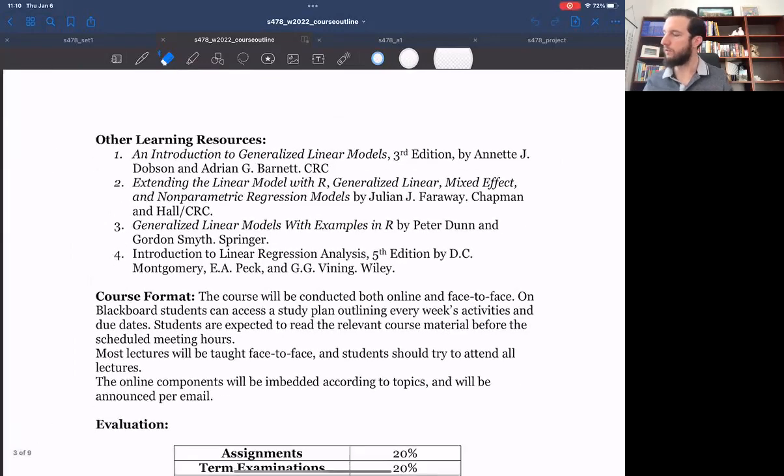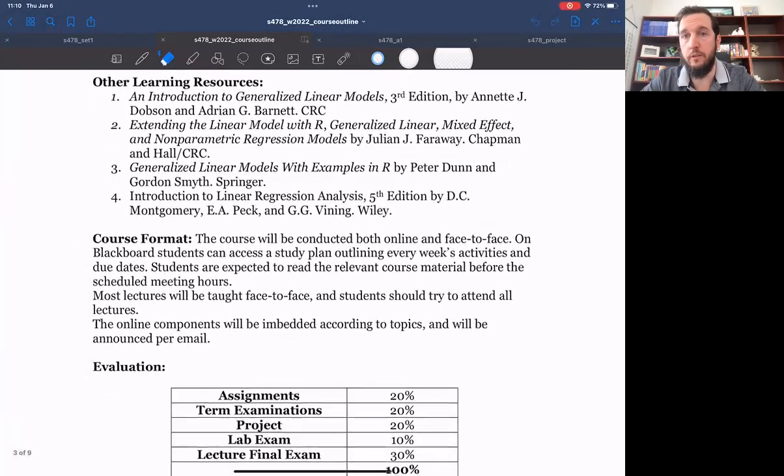Okay, so there's no required resources for this class, but the lecture notes that I am going to provide you have been built using a variety of different textbooks. Those textbooks are listed under other learning resources. As we progress through this semester, I will make reference to the books that I am using and where the examples and the material are coming from. So if you want to dig a little bit deeper into the topic, you'll have a particular reference to the sections that you can refer to.